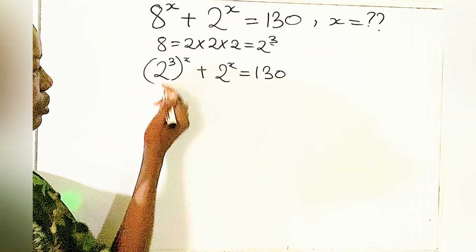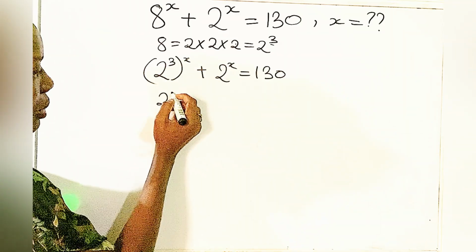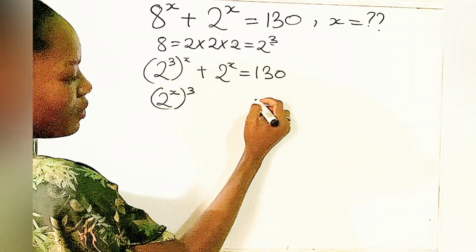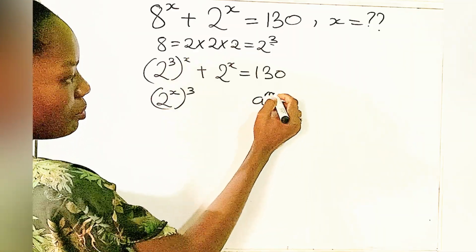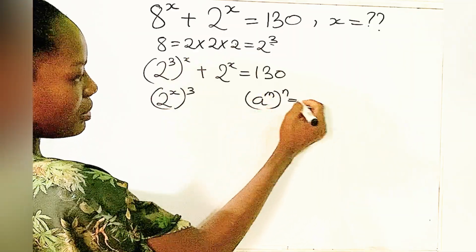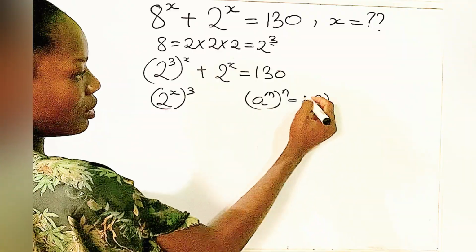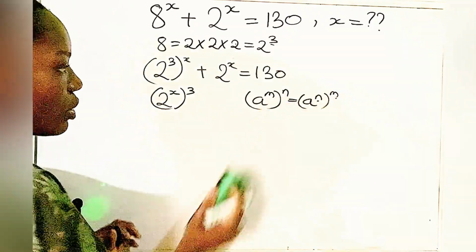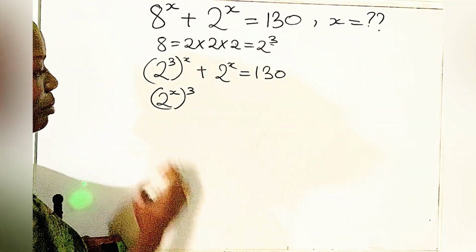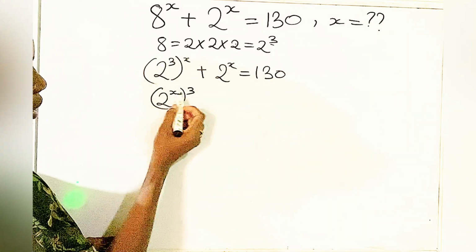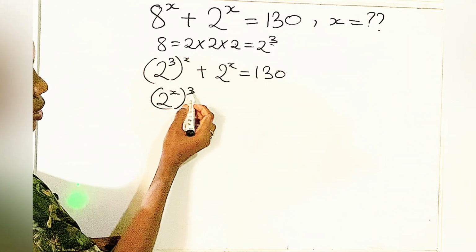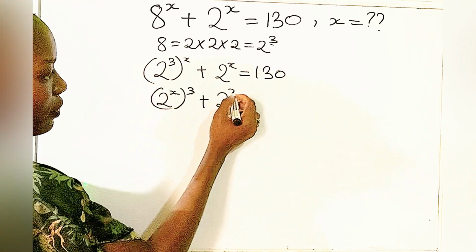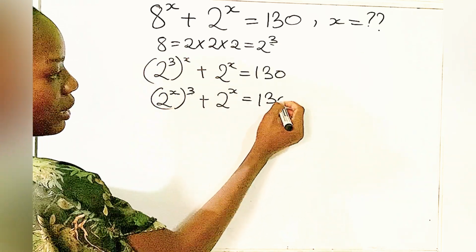So now let's write it as (2^x)^3, because when you have something like a to the power of m raised to power n, it is the same thing as a to the power of n raised to power m. These two powers multiply and they'll still be the same thing. All right. So here becomes (2^x) close bracket cubed, plus 2 to the power of x is equal to 130.